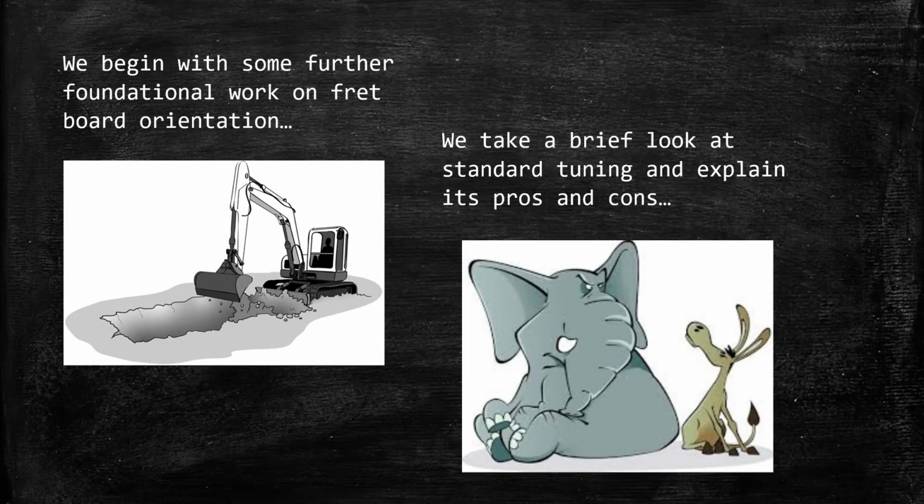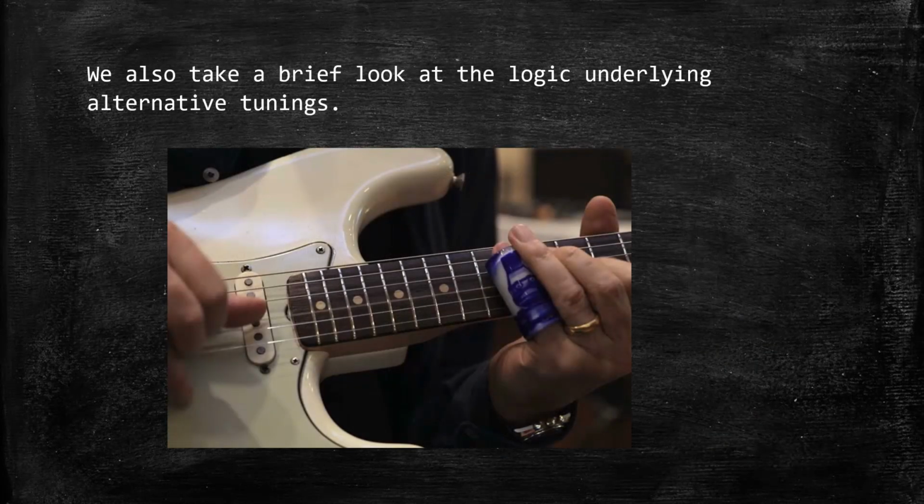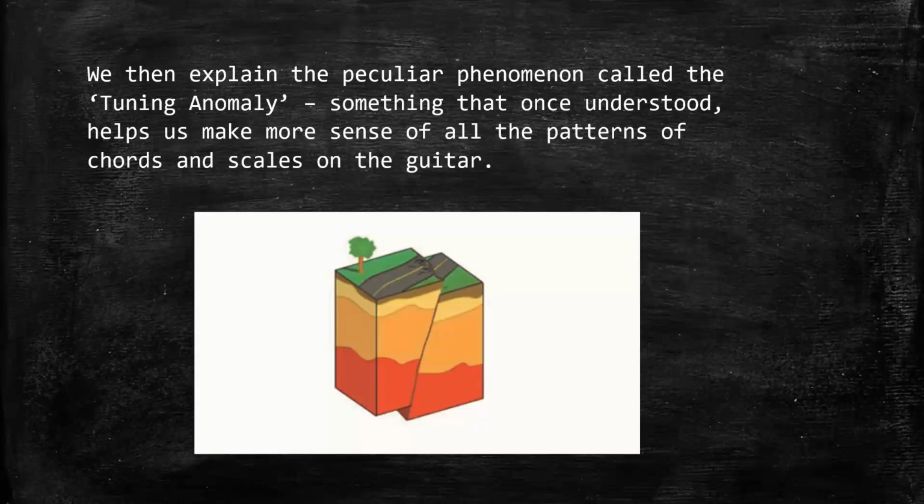We begin with some further foundational work on fretboard orientation. We take a brief look at standard tuning and explain its pros and cons. We also take a brief look at the logic underlying alternative tunings. We then explain the peculiar phenomenon called the tuning anomaly, something that, once understood, helps us make more sense of all the patterns of chords and scales on the guitar.